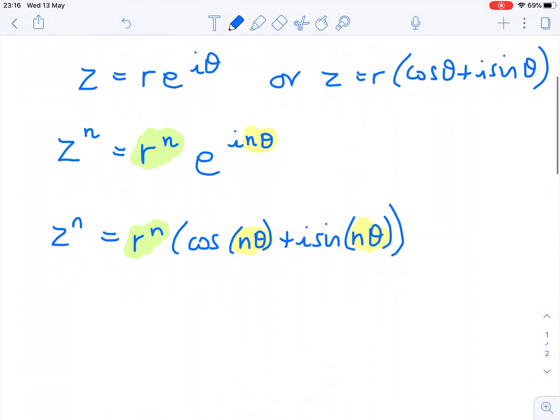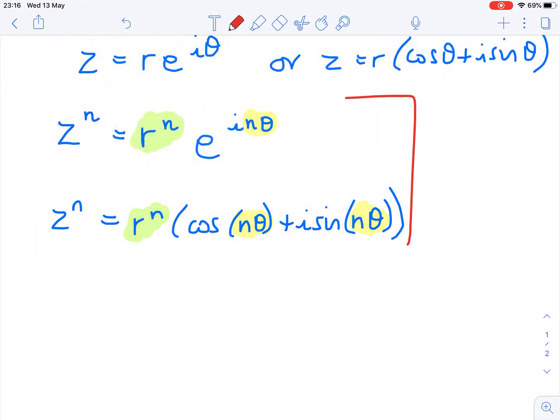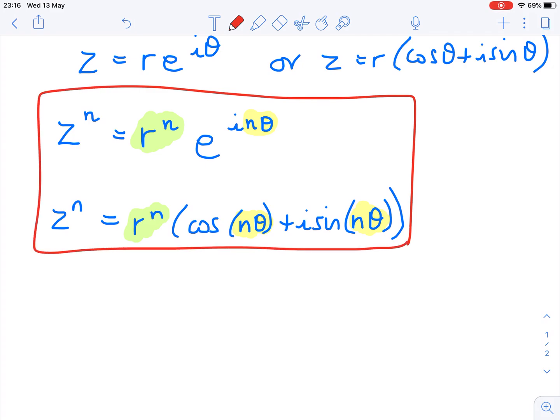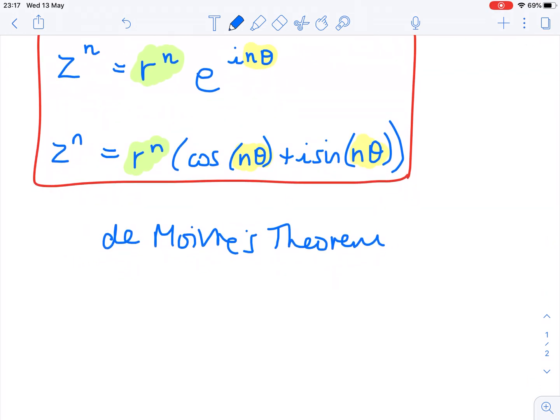Okay, and this rather important idea, which I'll put some red boxes around, is known as de Moivre's theorem, because it was discovered by a guy called, I believe, Abraham de Moivre. Okay, and the first thing we're going to do with this is just check that we're happy using this to simplify an expression for a complex number.